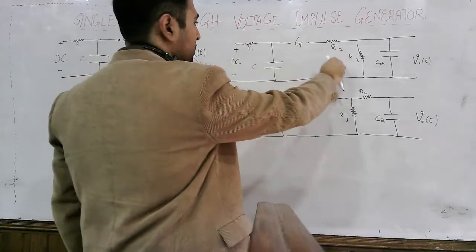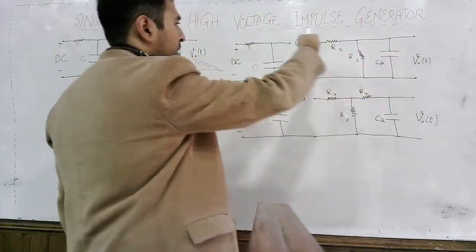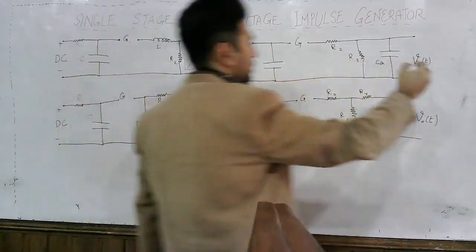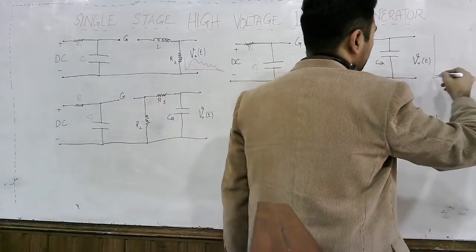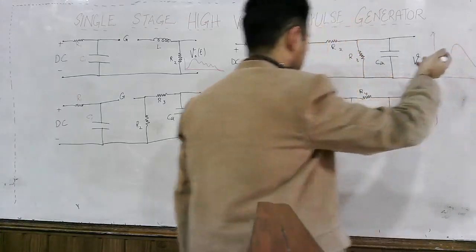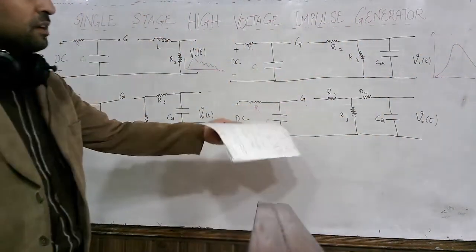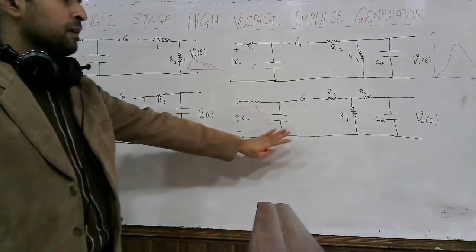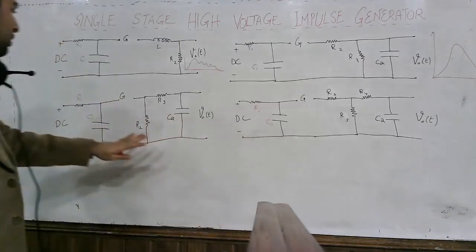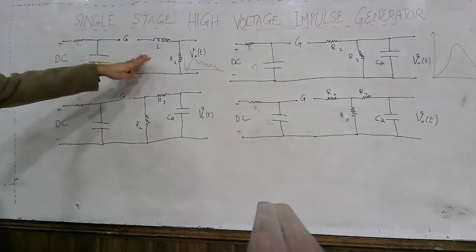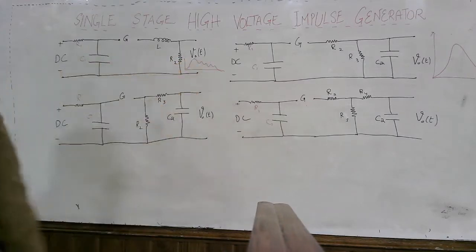Here there are only resistors and capacitors, so there will be the normal impulse voltage here without any oscillations. It may be rising and then falling down. Such a type of impulse voltage will be generated here. Similarly, this circuit is used for the simple impulse voltage. This type of circuit is used for generating an impulse voltage which has oscillations in it.